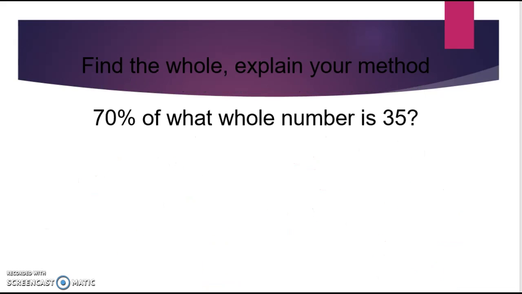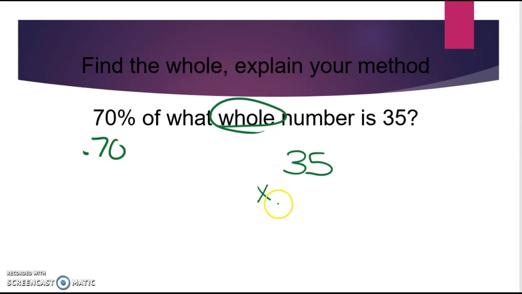Now for the next one, I want you to find the whole. So remember, whenever I'm asking you to find the whole, that's going to be division. But I still follow the same steps. Change 70% into a decimal, that's 0.70. And now I'm going to do 35 divided by 0.70.